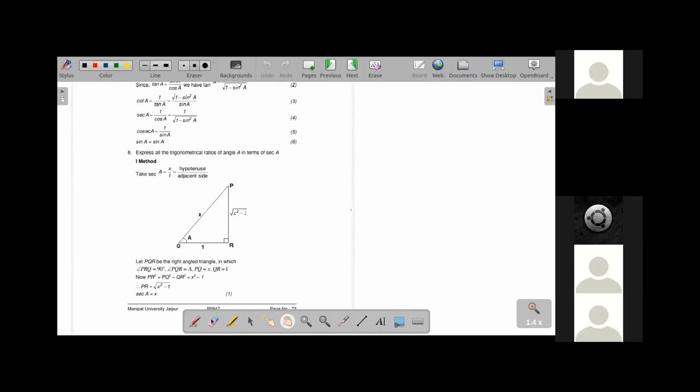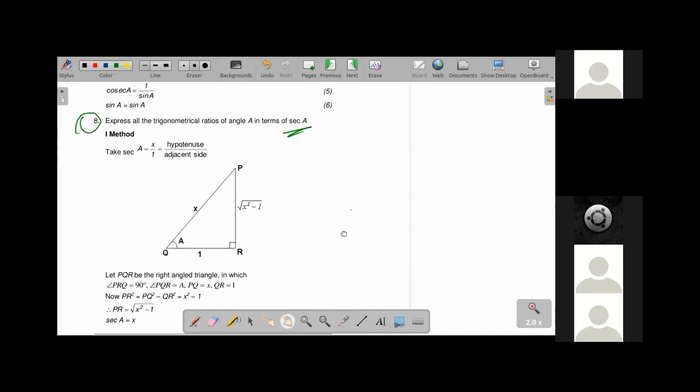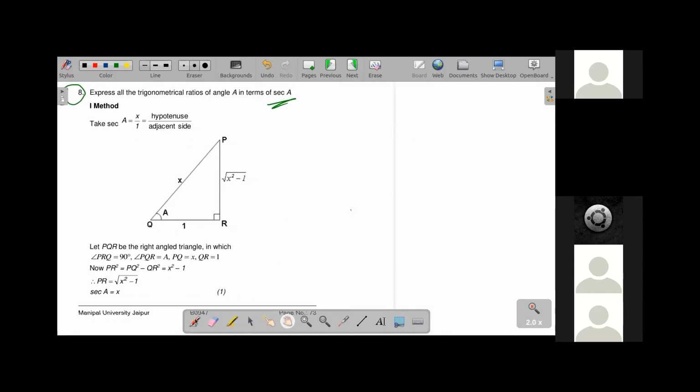So here I'm taking a similar question like the previous 7-number question. This is it. Express all the trigonometric ratios of angle A in terms of sec A.